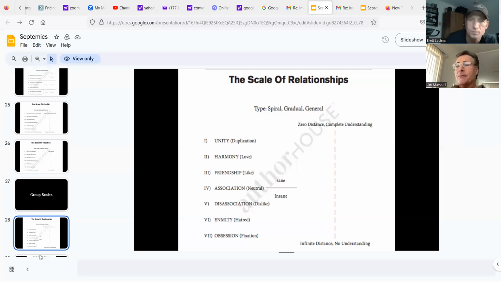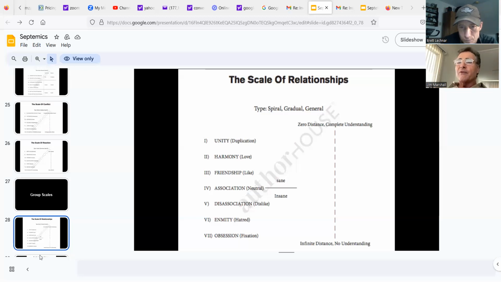Now at the bottom, you have infinite distance and no understanding. So when you don't understand something at all, your distance is infinite. In other words, there's this crazy guy who is obsessed with this woman, right? He's fixated on her. There's no understanding. He doesn't understand why he's doing that. He doesn't understand really who she is. He doesn't understand anything about this. The distance between them is infinite. Now you can say, well, isn't that crazy? Yes, that's crazy.